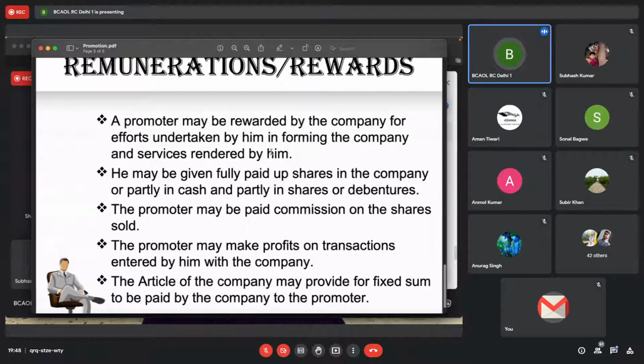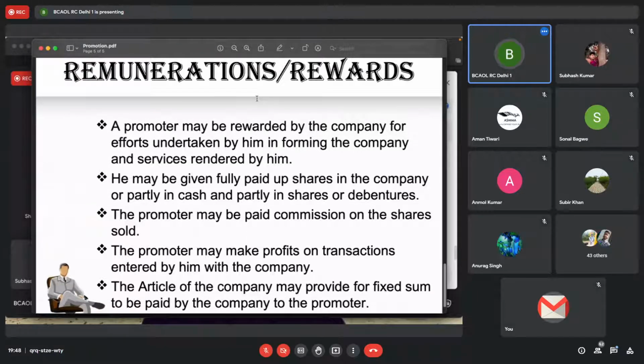Okay, so the promoter is basically an employee, kind of the first employee of the company, if I may say. So he's of course rewarded. It depends upon what kind of arrangement you have with the promoter. The promoter may be doing all this promotion for himself, like he is setting up the company and he will be running the company. Whereas you can hire promoters.